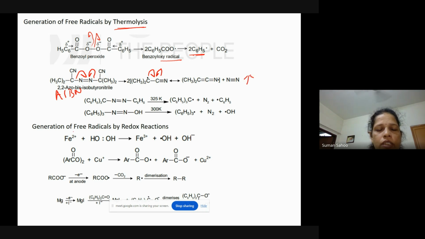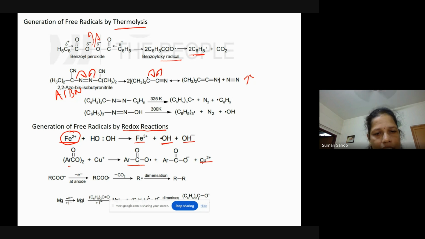Similarly, you can generate free radicals by redox reactions. Redox reactions means oxidation and reduction transfer reactions. One would be your reducing agent, one will be your oxidizing agent. As you can see here, we have taken a ferrous ion. Ferrous ion is converted to ferric, which means it has been oxidized, so the other part must be reduced. This hydrogen peroxide in presence of ferrous ion converts to OH minus and OH radical. Similarly, an acid anhydride in presence of cuprous ion gives you cupric and an acetate radical and acetate ion.